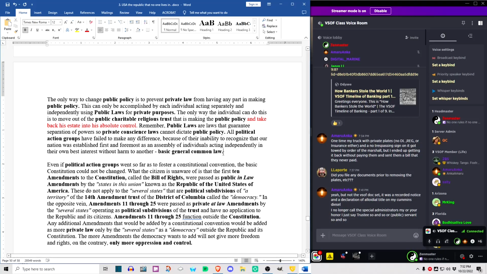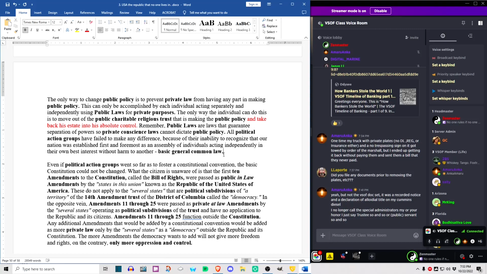So remember, public laws are laws that guarantee separation of powers, so private conscience laws, Roman civil law, cannot dictate public policy. All political action groups have failed to make any difference because of their inability to recognize that our nation was established first and foremost as an assembly of individuals acting independently in their own best interest without harm to another. Basically, general common law. Right. Because we're the ones, as the people, who bring the adjudication and the punishment for violation of the general common law. And the general common law is whatever we feel like it is.